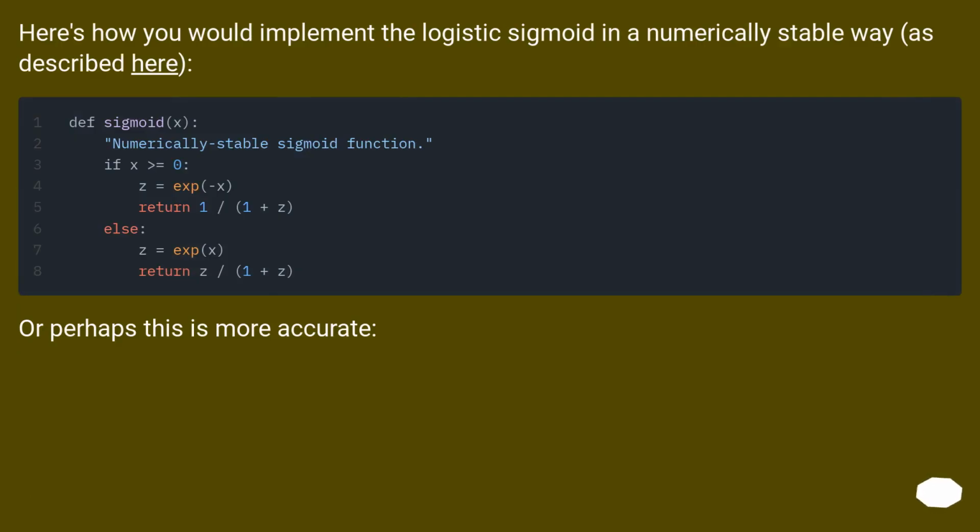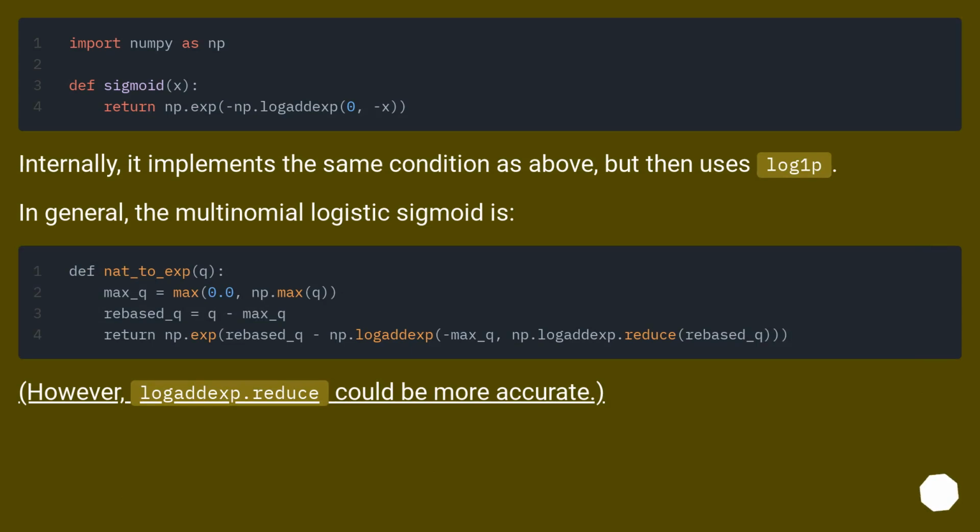Here's how you would implement the logistic sigmoid in a numerically stable way, as described here. Or perhaps this is more accurate. Internally, it implements the same condition as above, but then uses log1p.